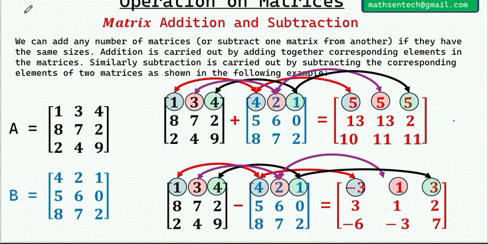But either way, let's now start. So matrix addition and subtraction: we can add any number of matrices or subtract one matrix from another if they are of the same size, the same order. Remember, 2 by 2, 3 by 3, and so on. So addition is carried out by adding together corresponding elements in the matrices. Similarly, subtraction is carried out by subtracting the corresponding elements of the matrices, as shown in the following example.